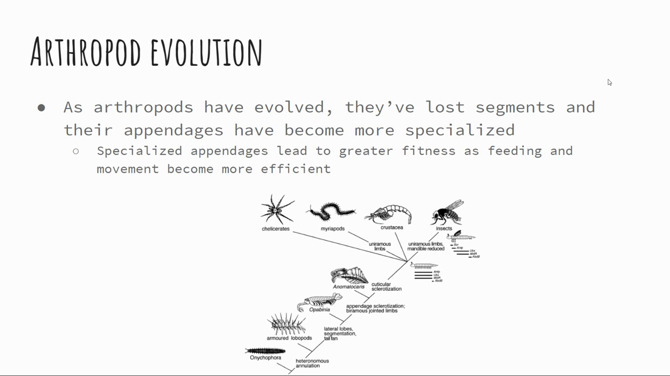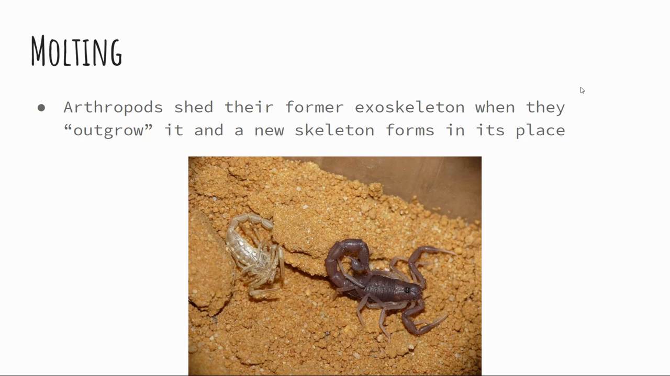So the evolution of arthropods: as arthropods have evolved, they've lost segments and their appendages have become more specialized. Specialized appendages lead to greater fitness, which means better survival, as feeding and movement become more efficient. Molting: arthropods shed their former exoskeleton when they outgrow it, and a new exoskeleton forms in its place.